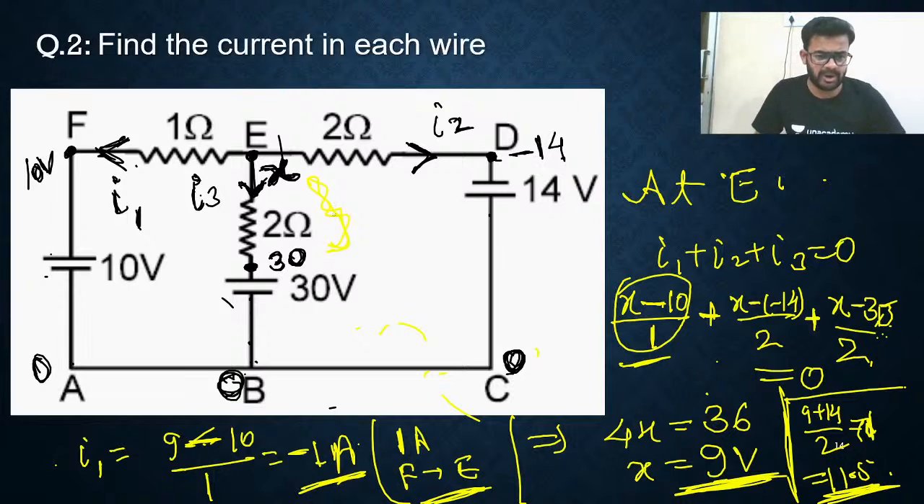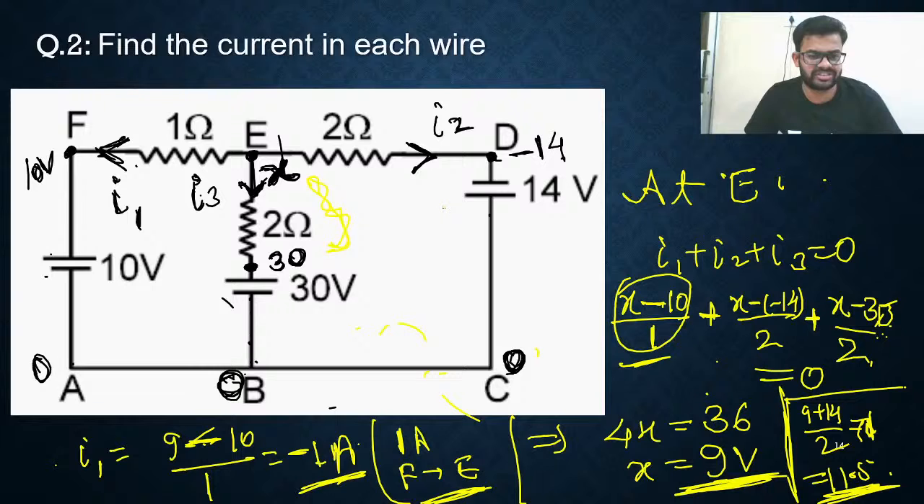You are getting a positive sign, which means current is flowing from E to D. That is correct. Current is flowing from higher potential to lower potential, 9 to minus 14. So that direction is correct only. You are getting 11.5. Okay. Did you get it?